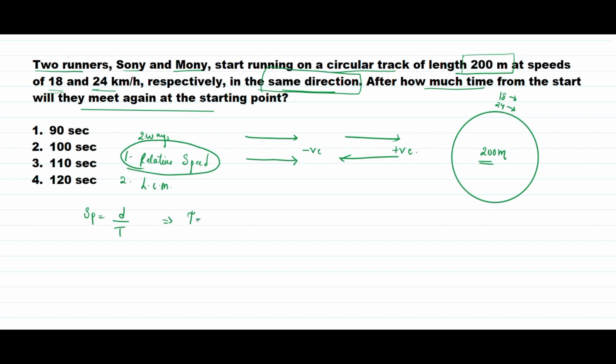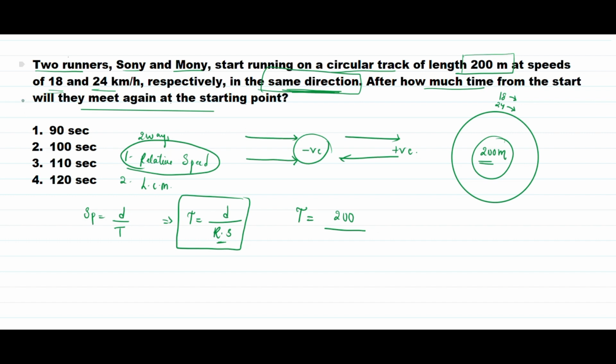We all know that speed equals distance by time. We need to find the time, so time equals distance by relative speed. What is the distance they have to travel? 200 meters. And what is the relative speed here? They are traveling in the same direction, so the relative speed is taken as negative. So 18 minus 24, how much? 6 kilometers per hour. I need to change this into meters per second, so 6 into 5 by 18. So time is 200 into 18 by 6 times 5, which is 40 into 3, 120 seconds. So after 120 seconds, they meet again at the starting point.